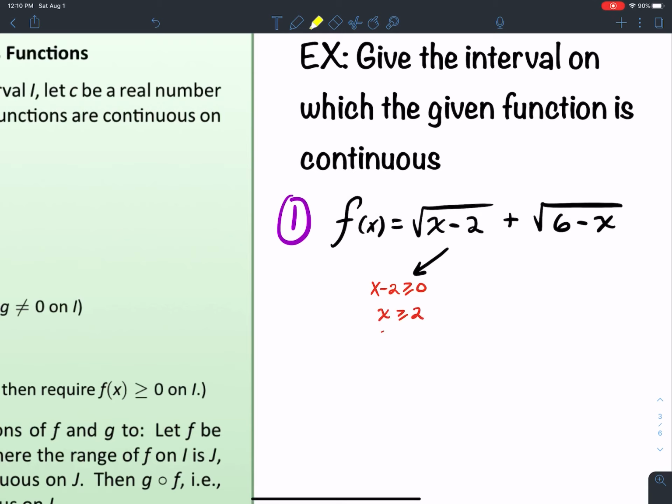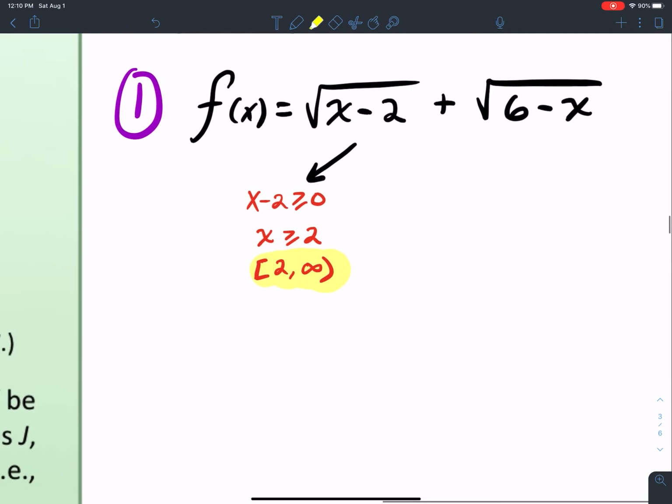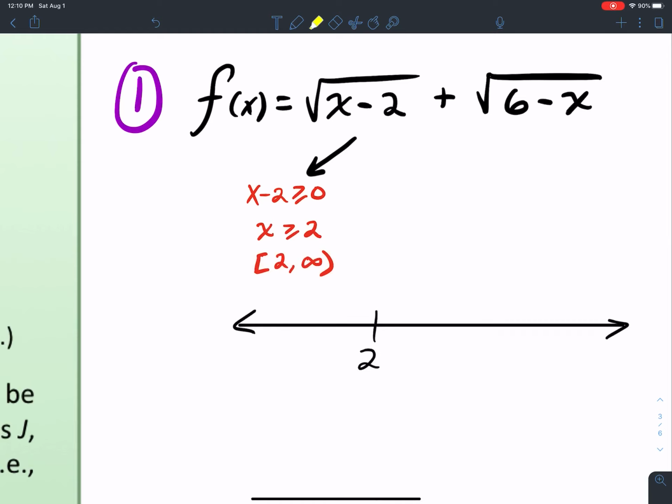So if I solve for x, x has got to be greater than or equal to 2. So in interval notation, that looks like this here. All right, and so if I graph this, greater than or equal to 2 means I'm going to shade to the right. Now I need to focus on this side over here. Well, I see the 6 here, so I'm probably going to have 6 going on in here.